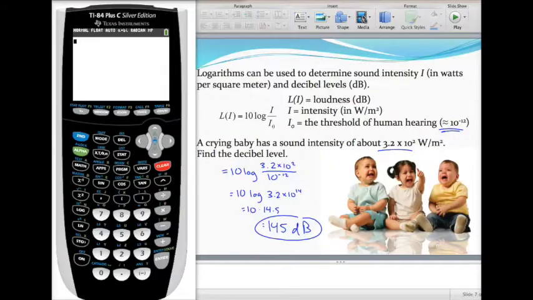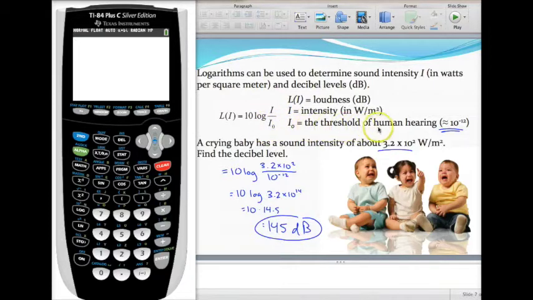One way that logarithms can be used in the real world is to measure the decibel level of sound, how loud something sounds. So here's the formula that lets us calculate the decibel level of something. It's 10 times the log, and notice it's log base 10, so I can use my calculator, of the sound's intensity, which will be given to us, divided by this, which is a constant.